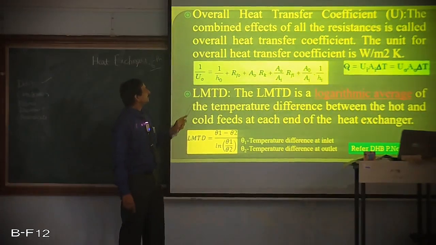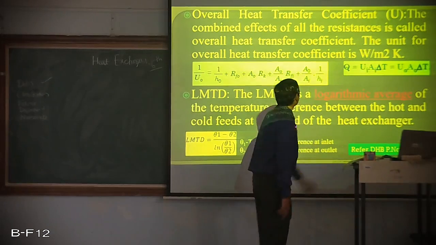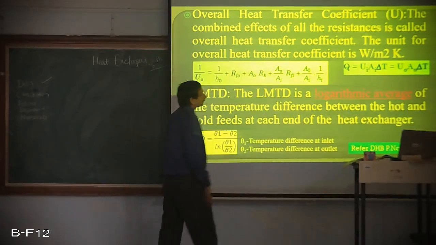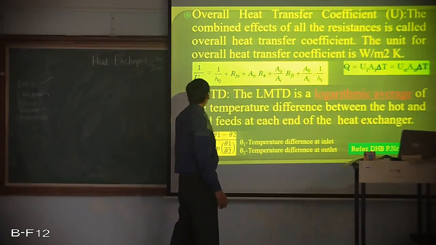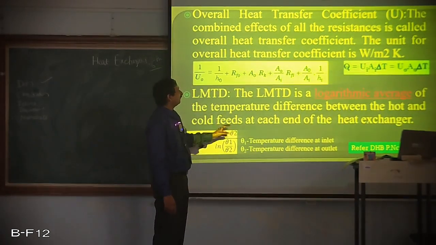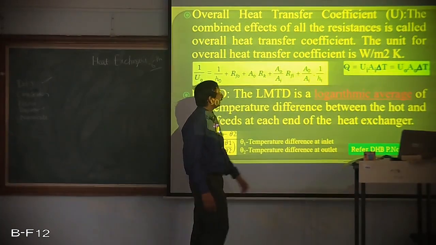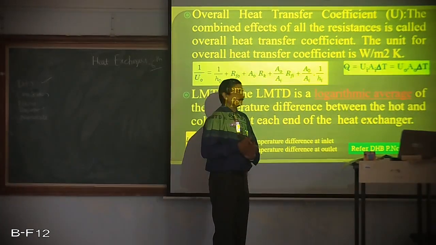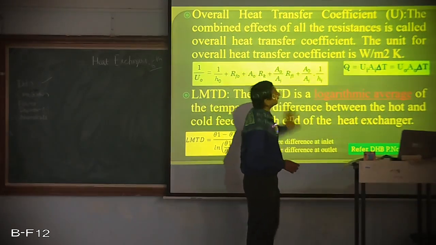The next one is called the LMTD. Now the question comes, what is the LMTD? It is the logarithmic or log mean temperature difference, which is the average of the temperature difference between the hot and cold fluids at each end of the heat exchanger. Now the question comes, sir, why is it so? Why are we taking this logarithmic mean temperature?